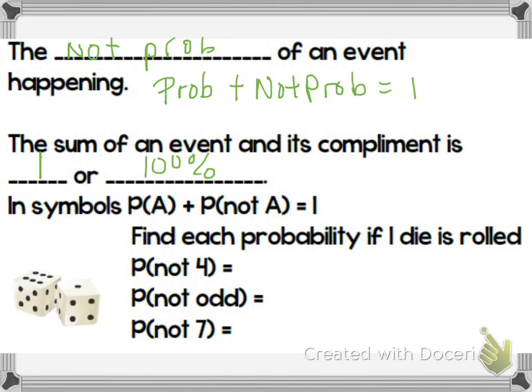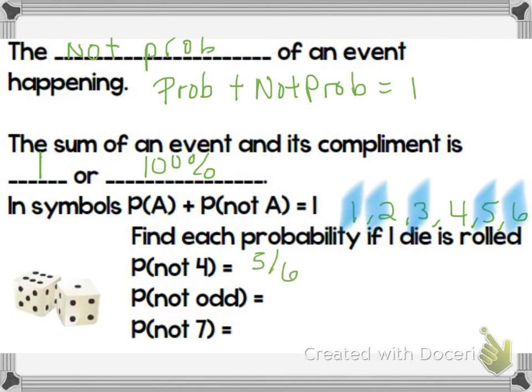So if I have a die, I'm going to write all my outcomes down because I like seeing them visually. If we have a die, I'm going to highlight everything that's not 4. That's not 4, not 4, not 4, not 4, not 4. So the probability of it not being 4 is 5 out of 6. Well, the probability of it being 4 is 1 out of 6, so 5 over 6 plus 1 over 6 equals 1. So you just do everything that's not it. So 1, 2, 3, 5, and 6 are not 4.